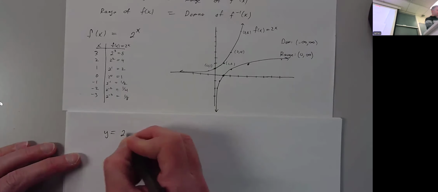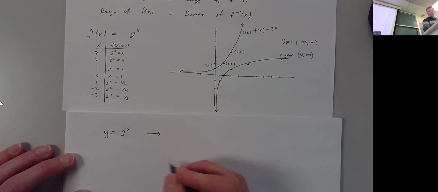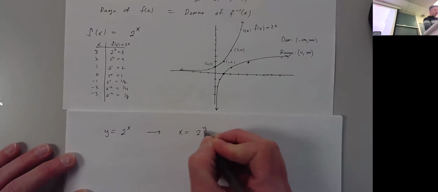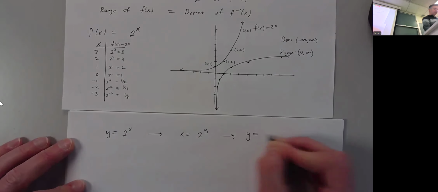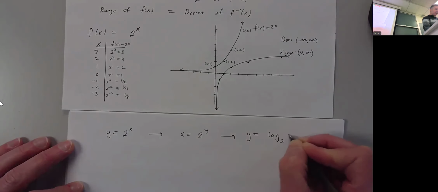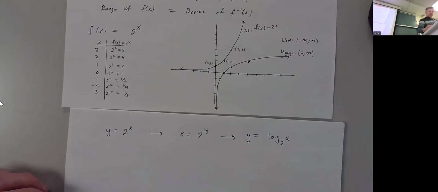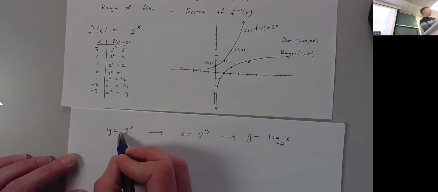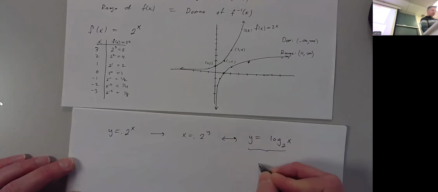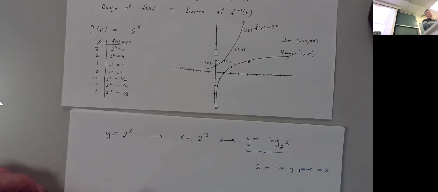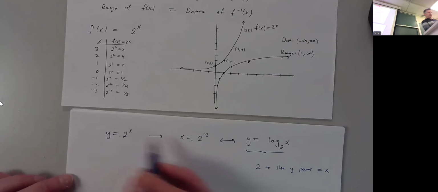instead of writing y equals 2 to the x, we're going to interchange x and y. And then we're going to solve for y. But since there wasn't really a way to solve for y, we just make up a new function. Say, okay, great, solve for y. y equals, we're going to call it this, log base 2 of x. Where again, what this means is literally the same as that. So this just means 2 to the y power equals x. And that's exactly what this means here, 2 to the y power equals x.